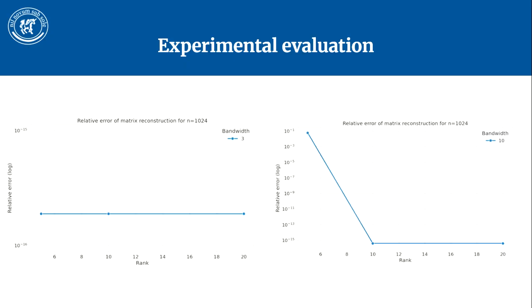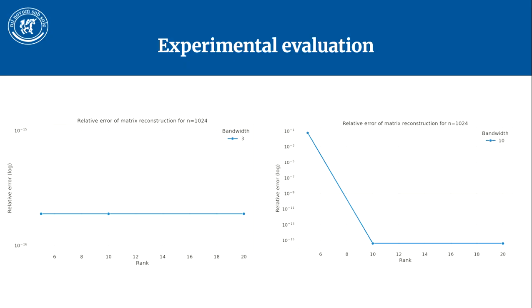The normal behavior should be something like this, in which when increasing the rank, the precision either stays the same or gets better. So on the right, for example, for a bandwidth of 3, the precision stays the same. It's a quite good approximation of the matrix no matter what rank value we have used.